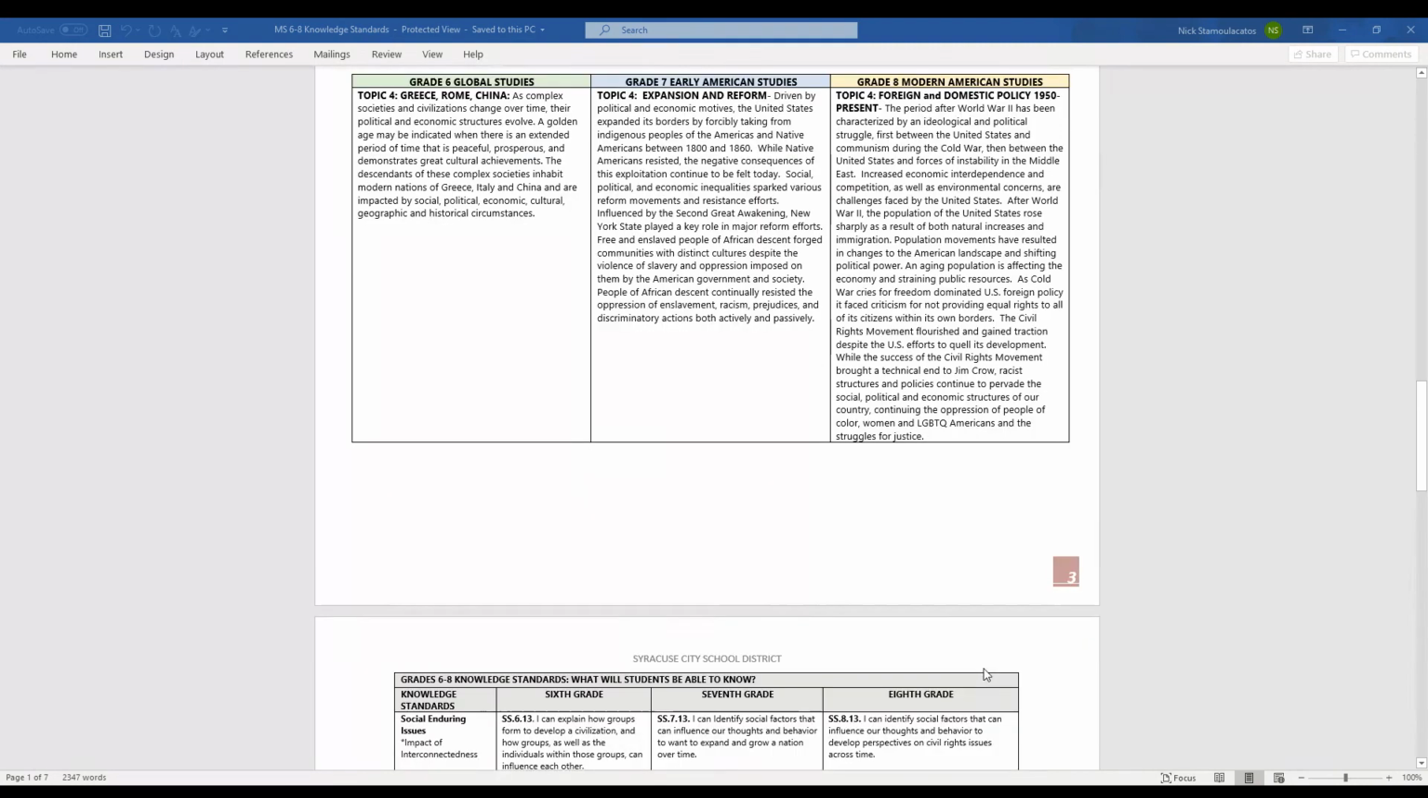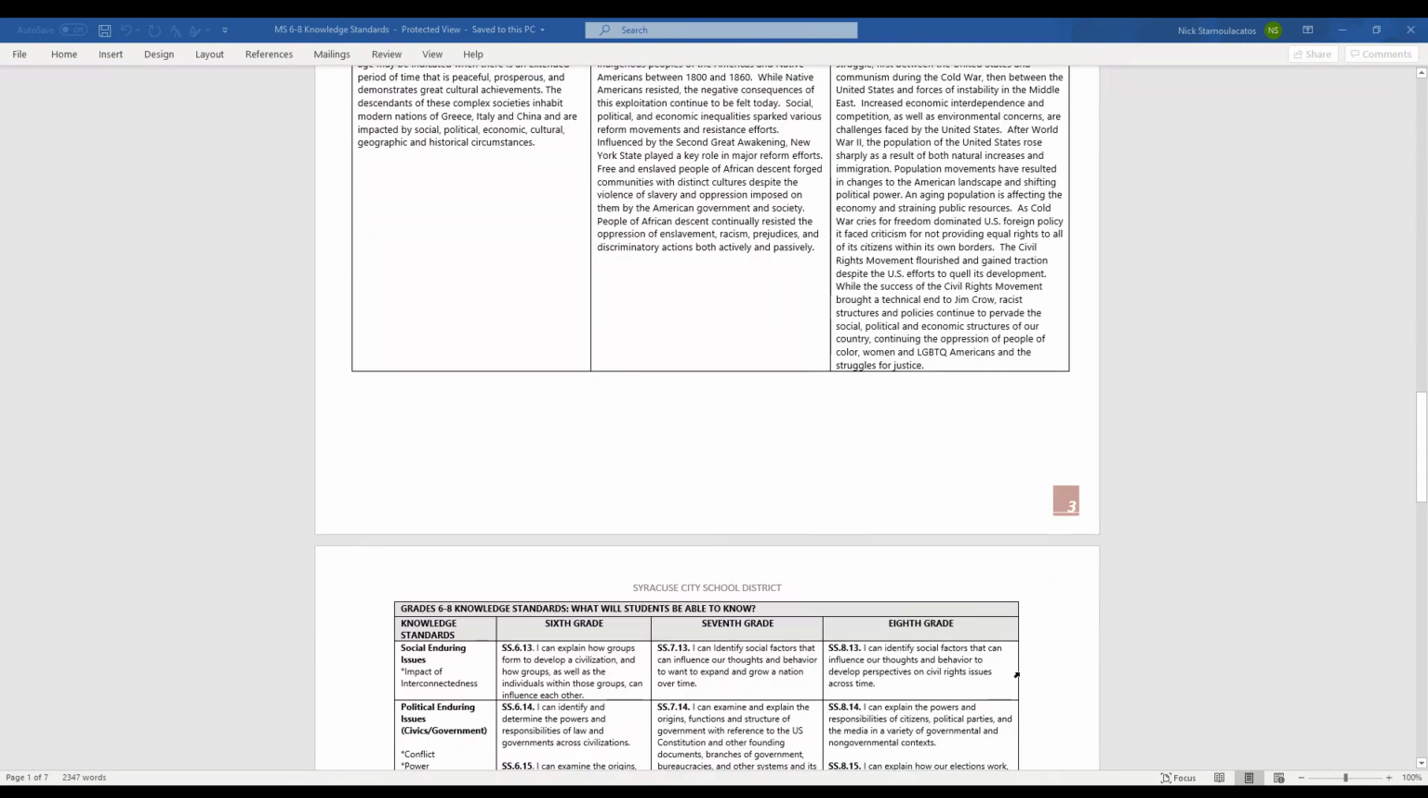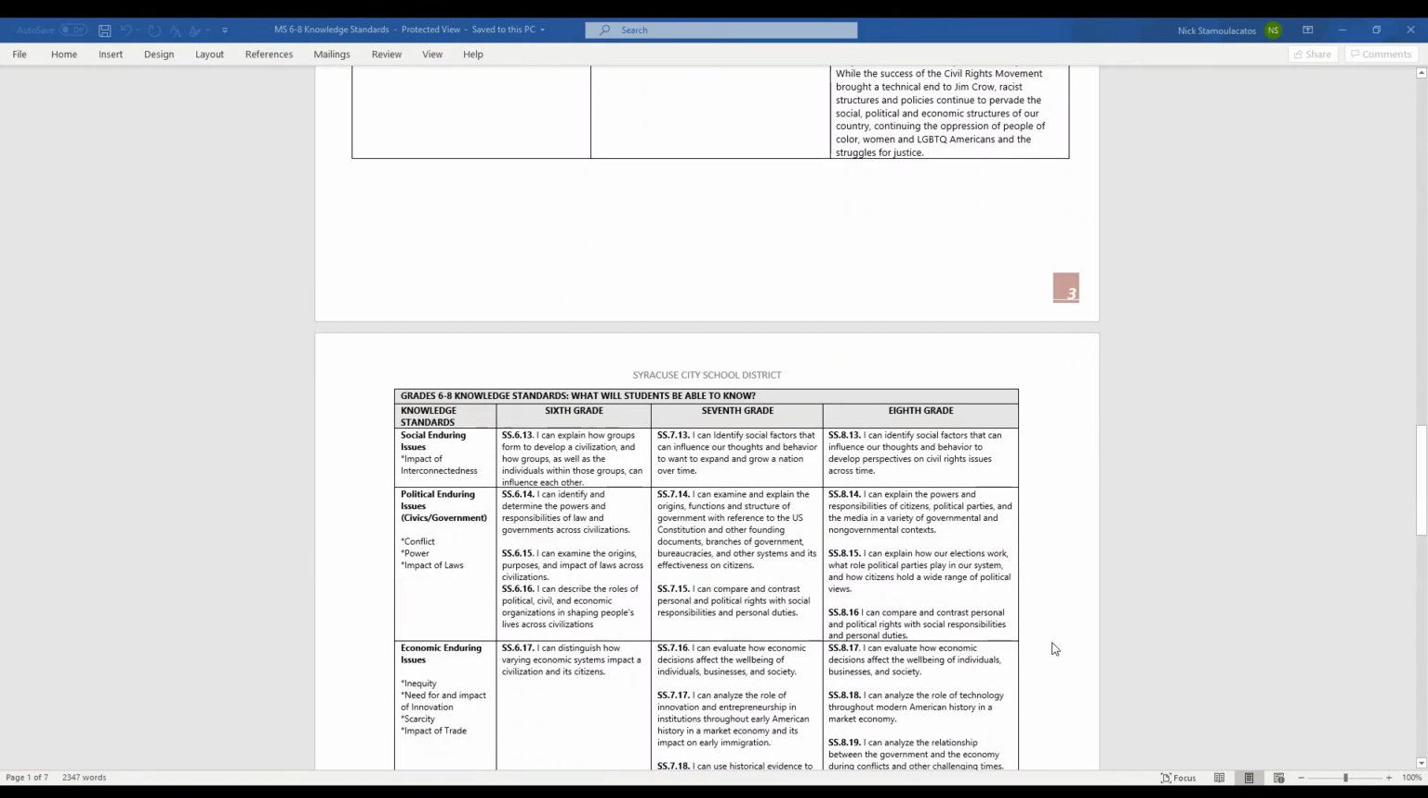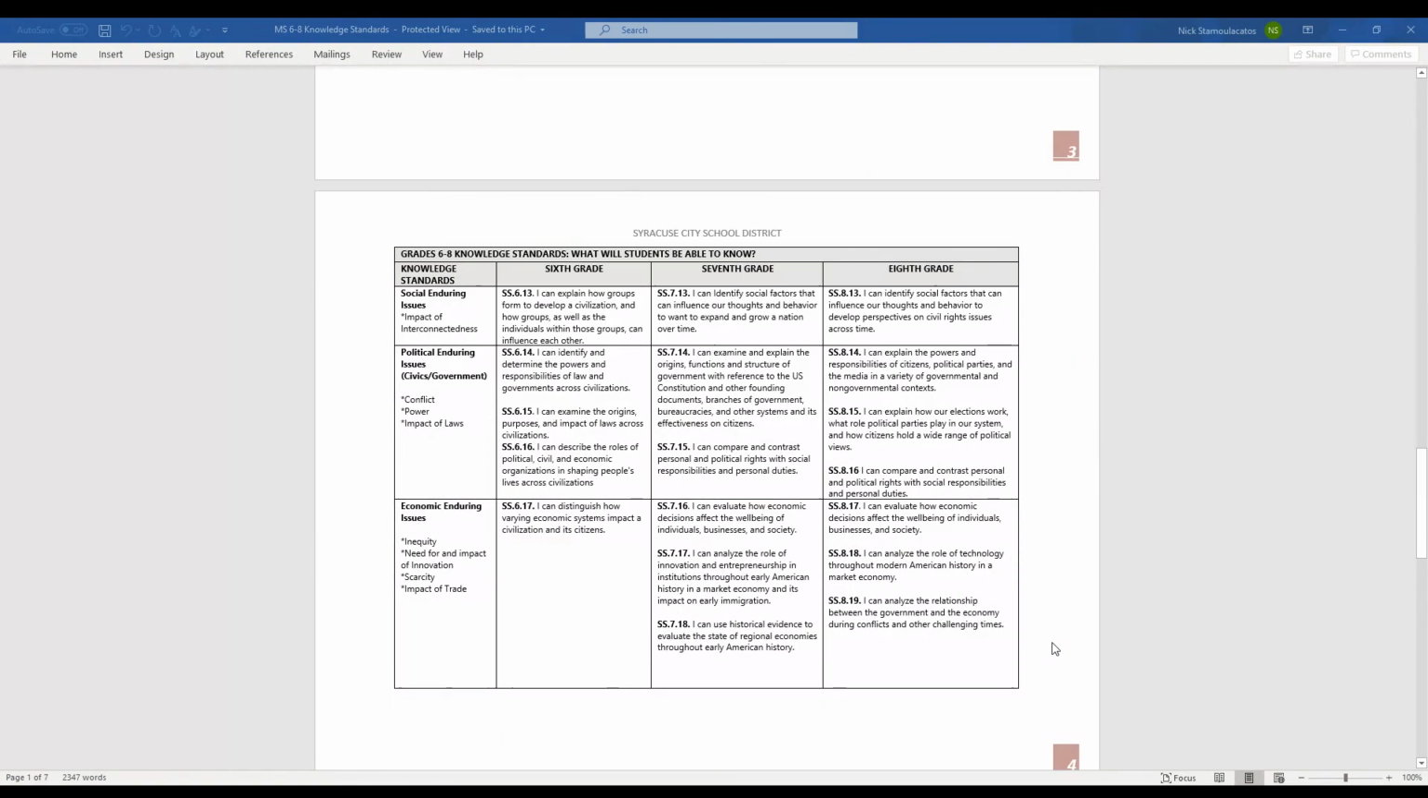Following the topics of study are the specific knowledge standards, and the knowledge standards are broken up into enduring issues. And so for each grade level, you will see here, you're supposed to take the topics of study of this particular content. So for example, if I'm studying Africa in grade 6, I then take the knowledge standards and apply them to the topic of study of Africa.